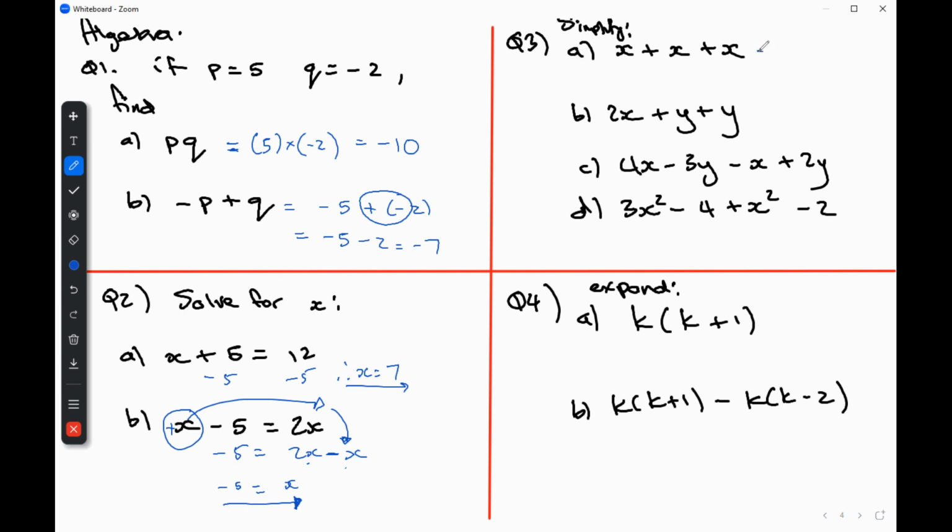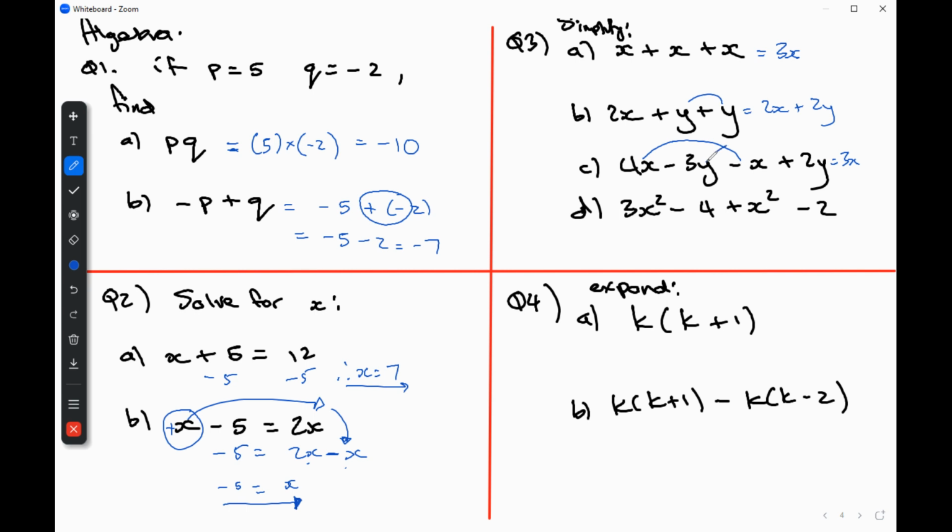X plus x plus x equals 3x. Y plus y is 2y. And we do not do anything else there. 2x plus 2y, we stop. We can't add x and y because they're different. It's like apples and bananas. We can't add two different fruit together. All right? 4x minus x will become 3x for this one.